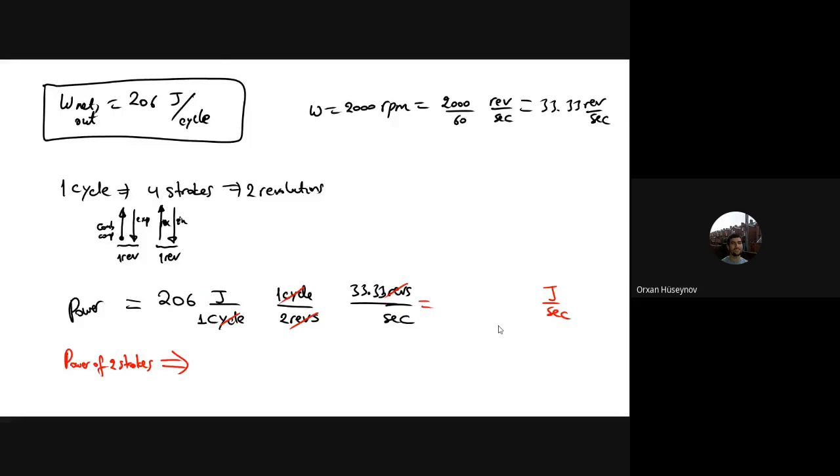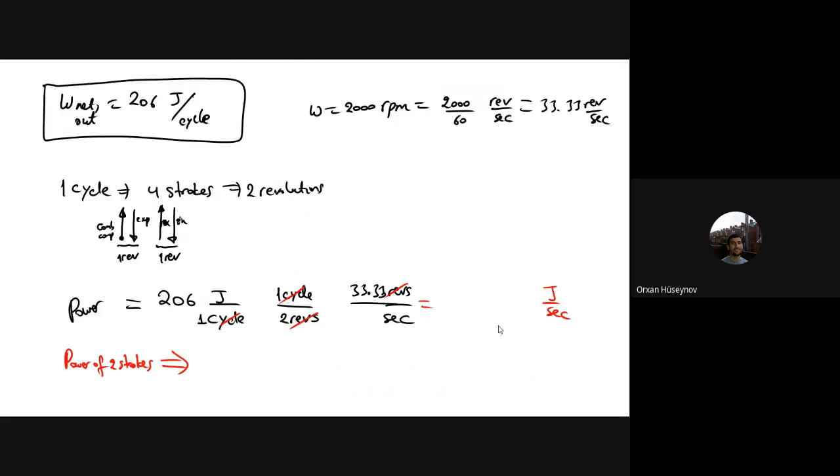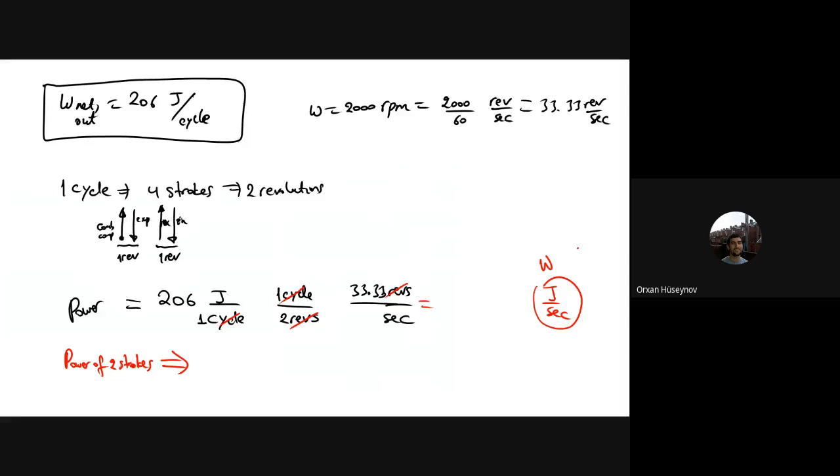Okay, let's see what's your value. What's the result? So this one is joules by second. It's also watt.